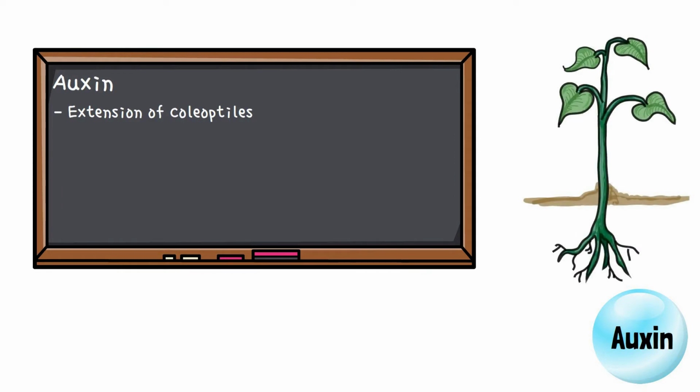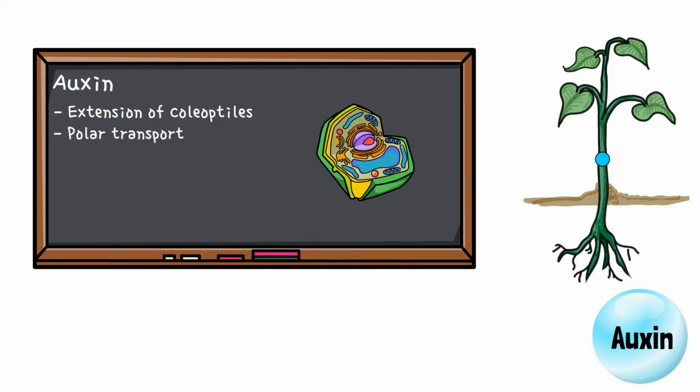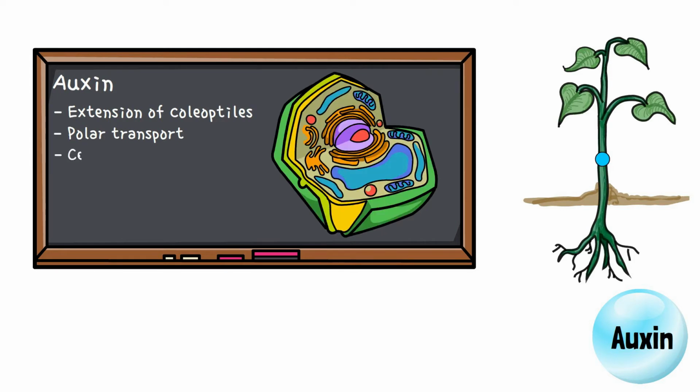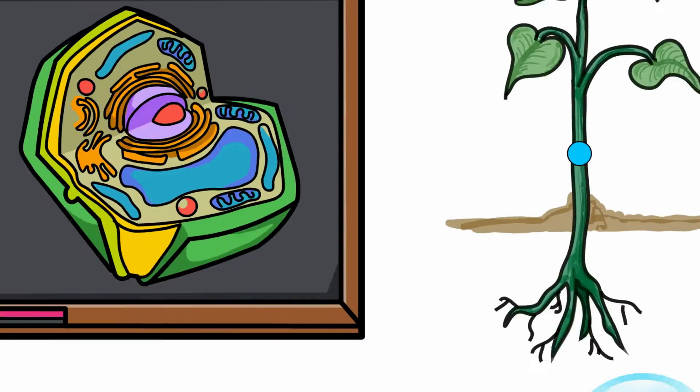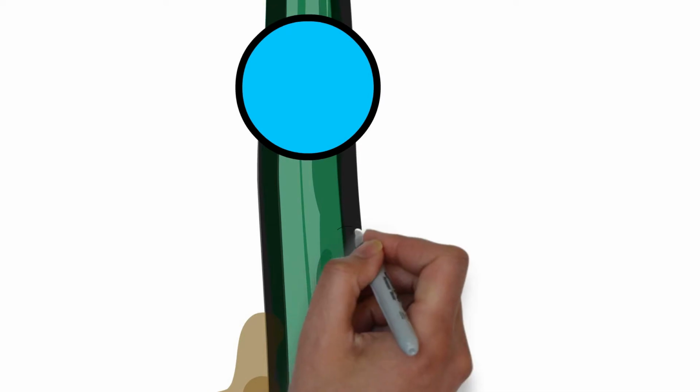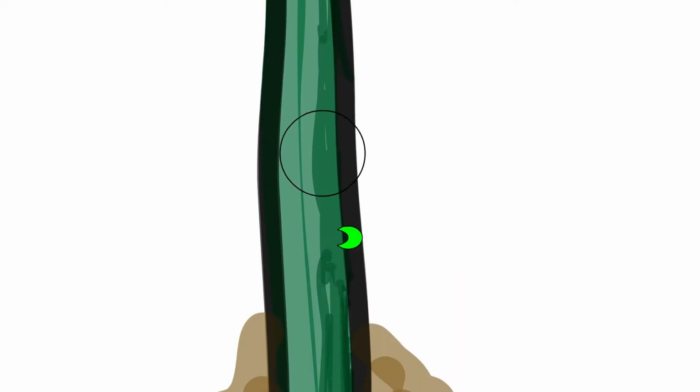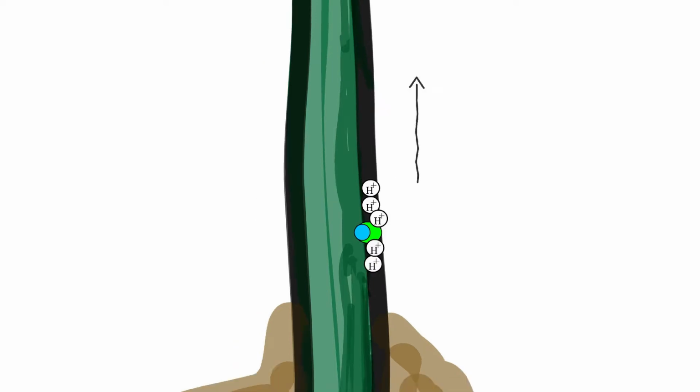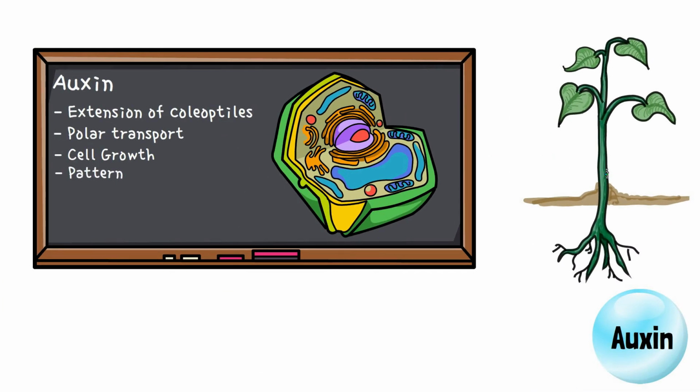Auxin is made in the tip of the shoot and travels down to the stem in a unidirectional path called polar transport. As it moves down to the region of cell elongation, it stimulates cell growth. It attaches to receptors that trigger proton pumps to increase the number of protons in the cell wall of the plant, decreasing the pH. This allows expansin to loosen the cellulose in the cell wall, allowing it to elongate. It also helps in pattern formation.